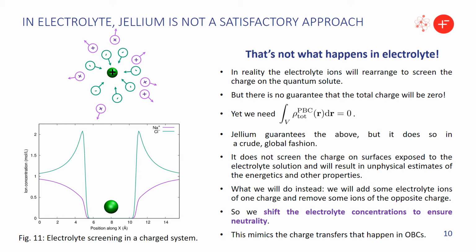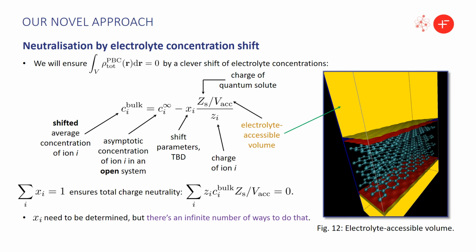So what do we do? We came up with a technique where the electrolyte concentrations are shifted a little bit in such a way as to ensure the total charge of the system is exactly 0. This tries to mimic the charge transfers that happen in open boundary conditions. Mathematically, this is what we do. We shift the average concentrations of both kinds of ions a little away from the asymptotic concentrations in an open system. The shift depends on the parameters of the electrolyte and the quantum system, as you can see. There are parameters to this shift, which we called xi, which need to be determined from the neutralization constraint that you see at the bottom.